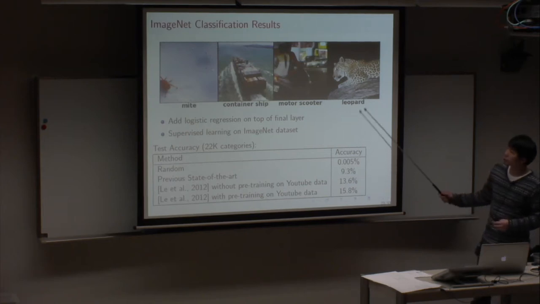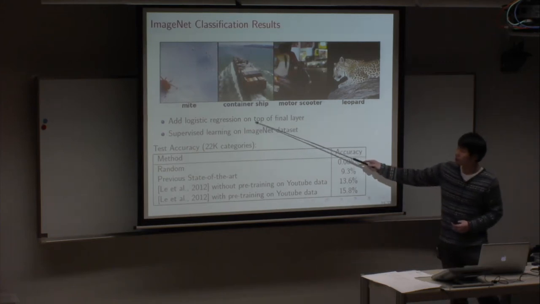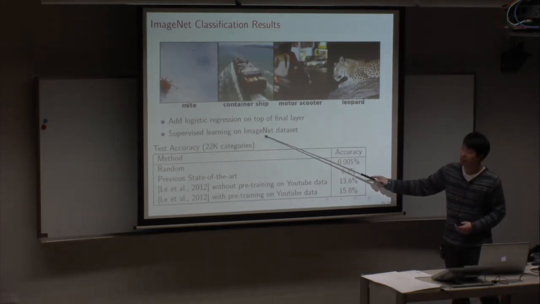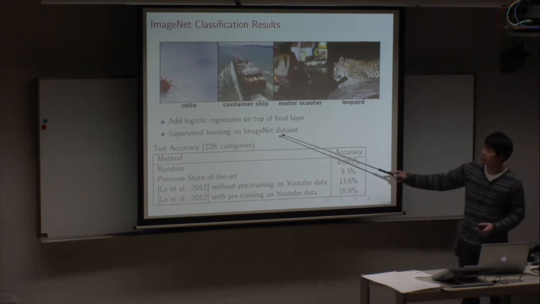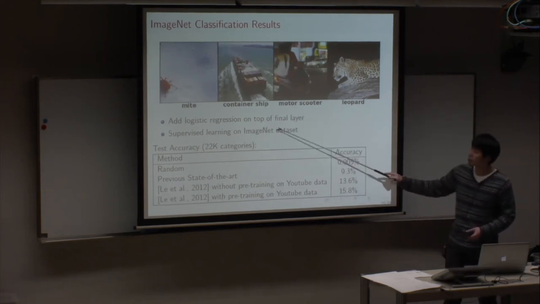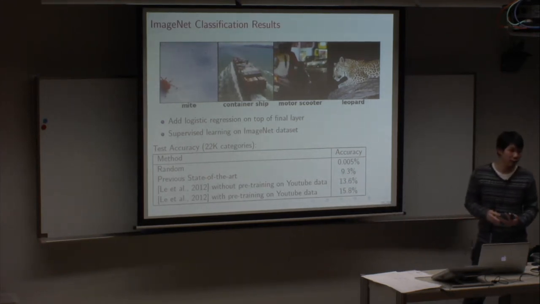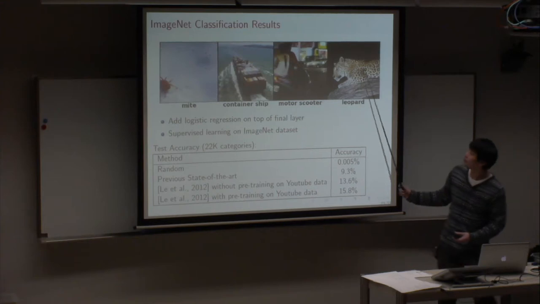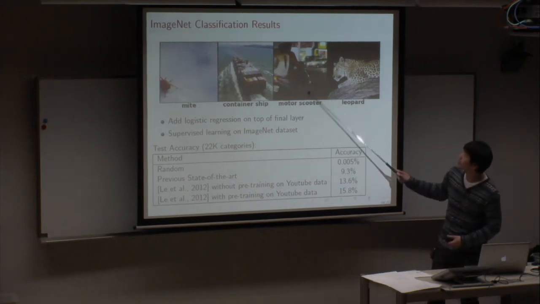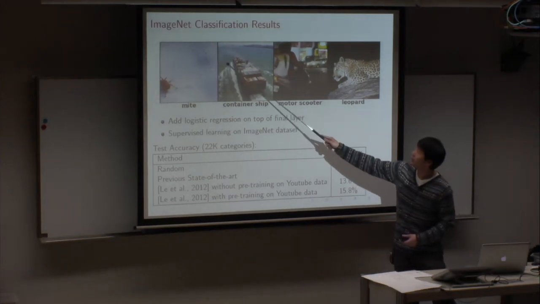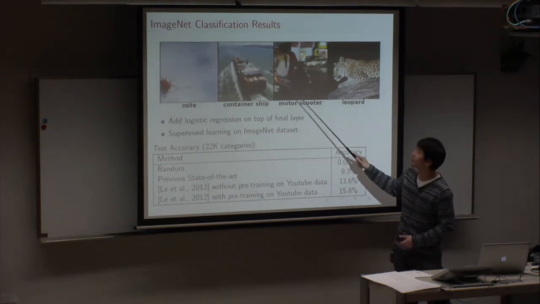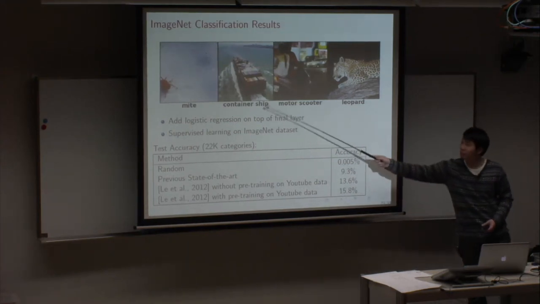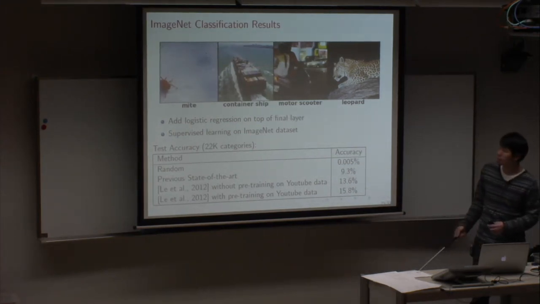So what if you actually use this high-level feature and apply it to some computer vision task of classification? This is what they did. After they trained this deep network, they add a logistic regression on top as the final layer, and then use some supervised learning on some standard data set. This ImageNet data set has many categories, about 20,000 categories of images. This is some example. It's actually very hard. Do you know this is a leopard, not a cheetah? That's a very hard thing. This is a motor scooter. You have to figure out this is a container ship. So it's not just any ship, but a container ship. So this is a very hard task.